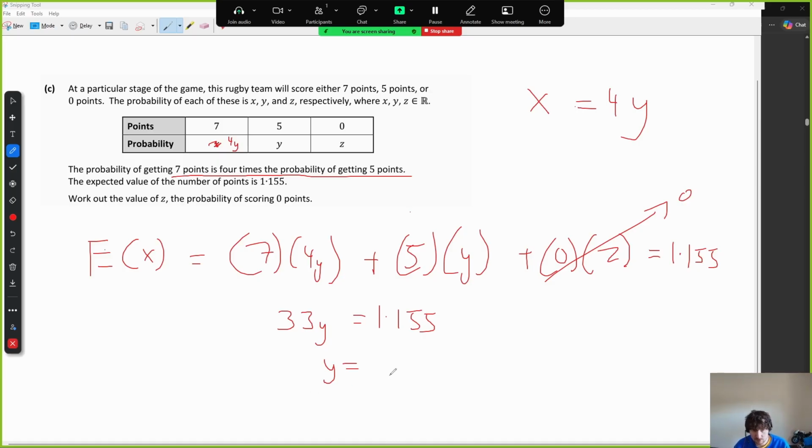So this works out as a reasonable number. It's a nice fraction. You wouldn't want to write that as a decimal. So y is this. So then if x is 4 times that, x is 28 over 200. You could simplify it if you wanted.